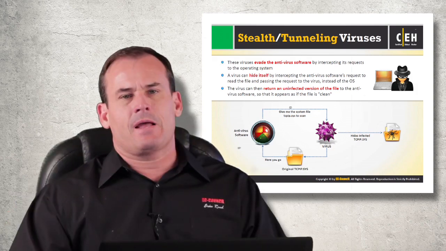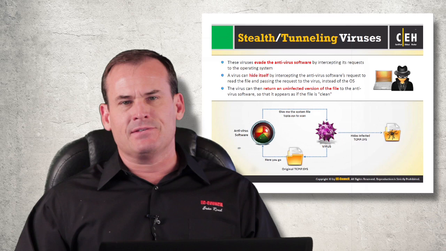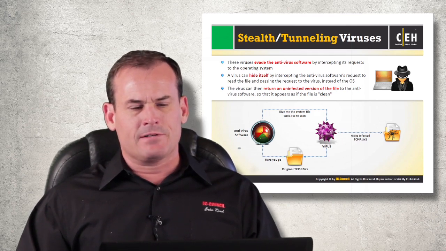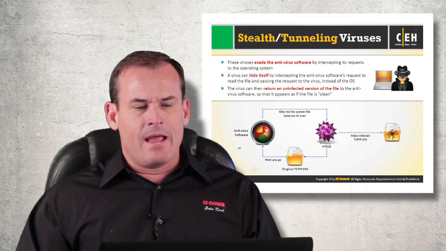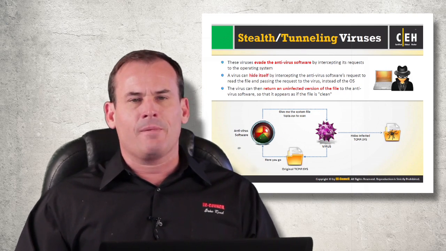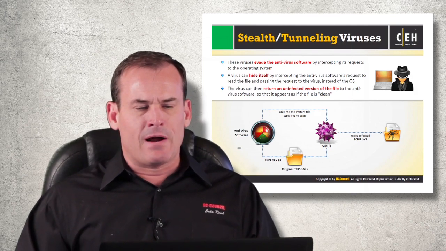Stealth viruses attempt to evade detection by diverting scans to an uninfected copy of the file. They evade antivirus software by intercepting its request to the operating system, passing the request to the virus instead of the OS. The virus can then return an uninfected version of the file, and that appears to be clean. So pretty cool.